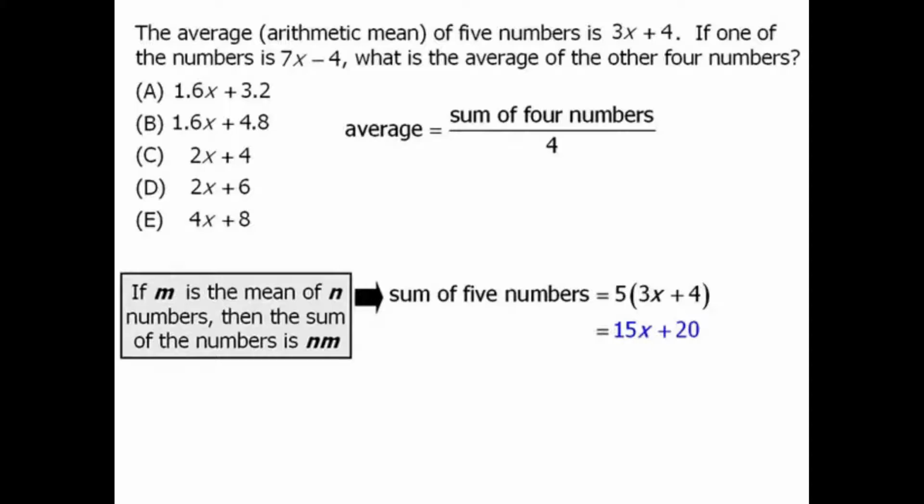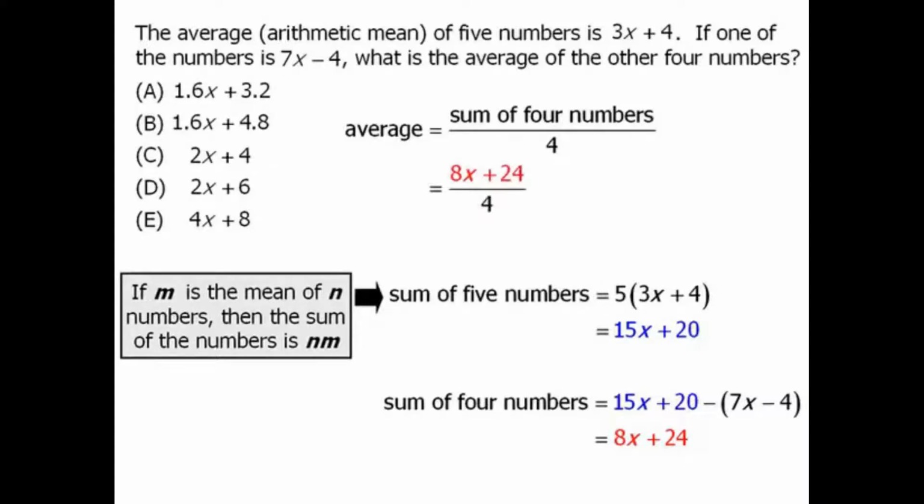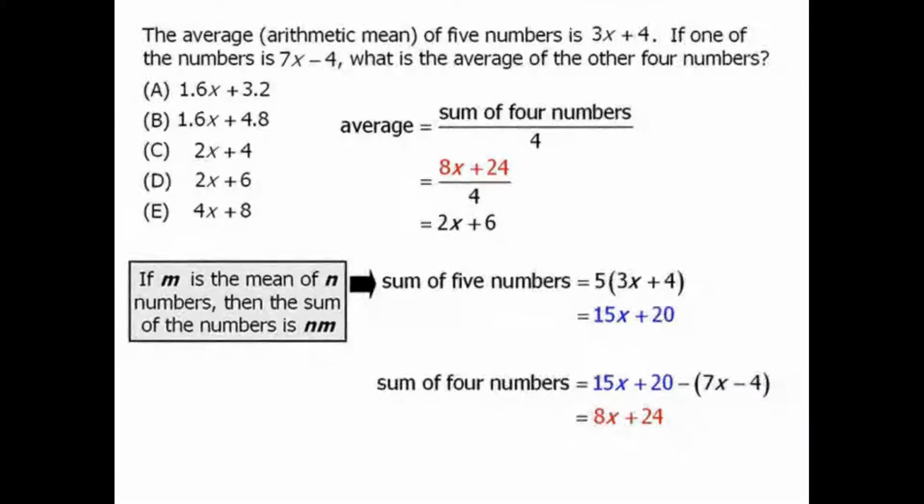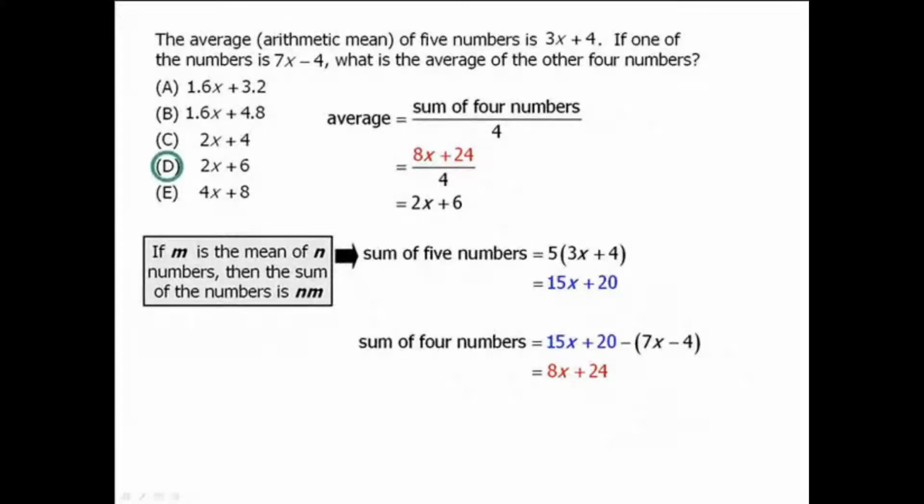Now one of those 5 numbers is 7x minus 4. So we can calculate the sum of the remaining 4 numbers by taking the sum of all 5 numbers and subtracting 7x minus 4. When we simplify this, we get 8x plus 24. Now let's go up to our average calculation. We now know that the sum of our 4 numbers is 8x plus 24. When we simplify this fraction, we get 2x plus 6, so our answer is D.